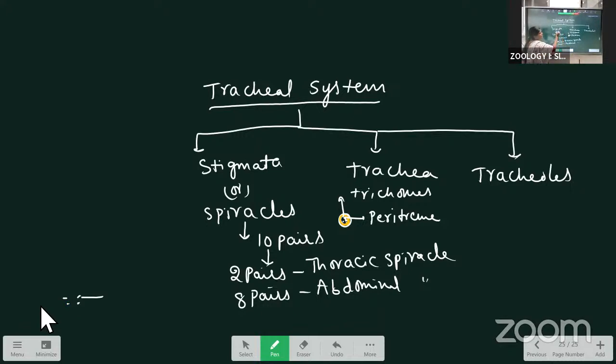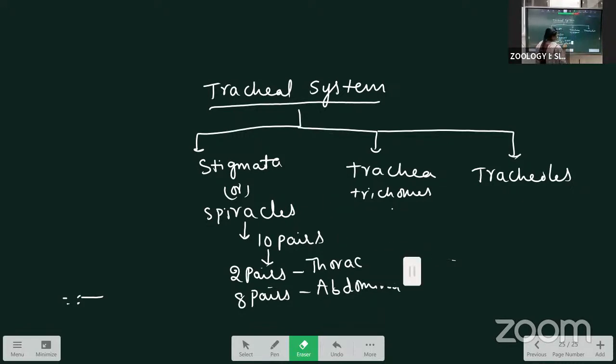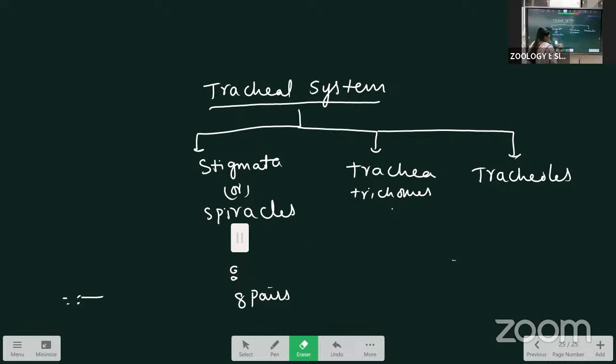Next, this is about the stigmata, the spiracles. Inside the cockroach, 10 spiracles are present. Depending upon the number of spiracles and their functioning, here we call it a holoneustic type of spiracle, holoneustic.